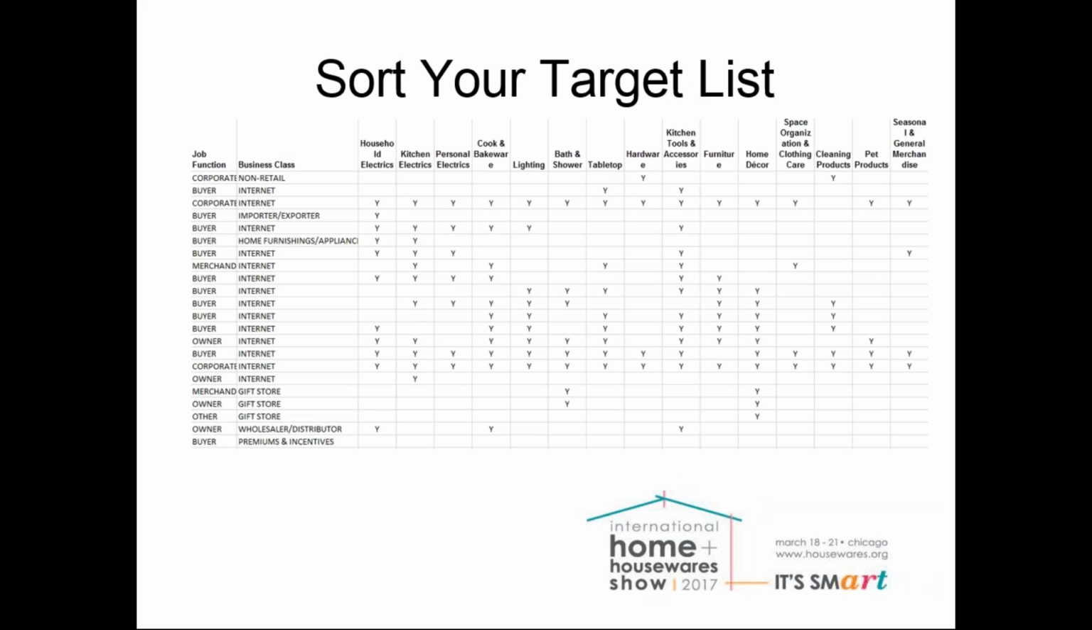So this is what the right-hand side of that list begins to look like. You can see the job function.